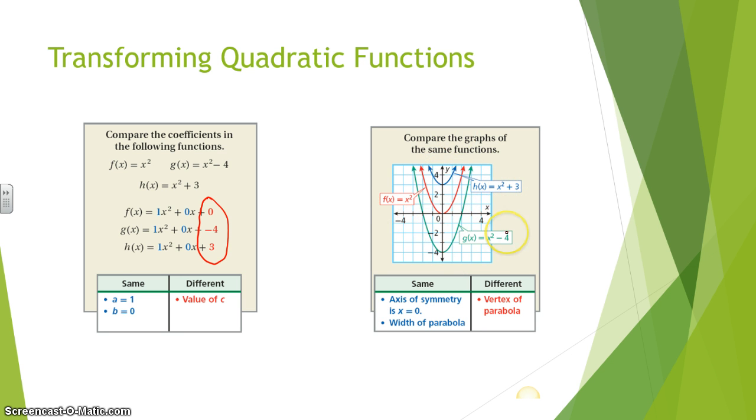Notice they're all the same width, but where they fall on the y-axis is different, and that makes sense because with the red graph there's no c value, so that'd be at 0. The c value for h is 3, so at y we go up to 3 and we make our parabola. And for g of x, our c value is negative 4. So what's the same? All of our axes of symmetry are the same, x equals 0. And the widths of the parabolas are the same, but what's different is the vertex of the parabola.